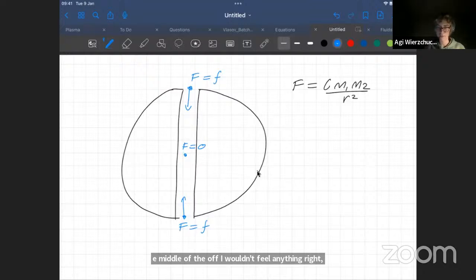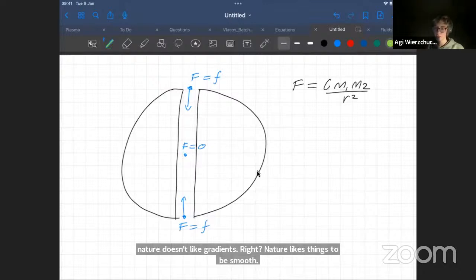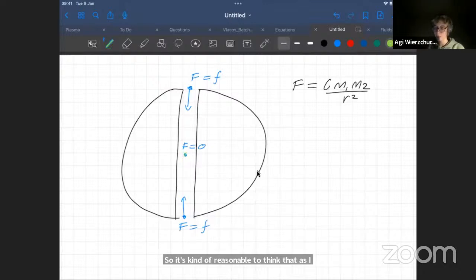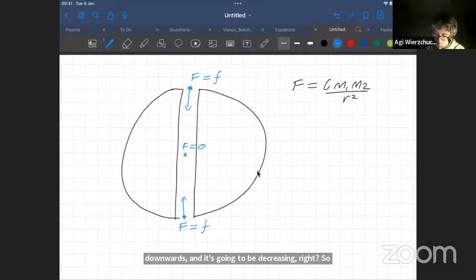And now you might be thinking, okay, well, what does the force look like on the inside? Well, nature doesn't like gradients, right? Nature likes things to be smooth. So it's reasonable to think that as I approach the center, the force that I feel is going to be downwards and it's going to be decreasing. So here, if I use the length of the vectors to represent the strength of the force, I'd expect the force to be smaller and smaller. And same thing here, smaller and smaller.